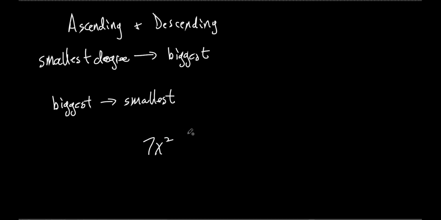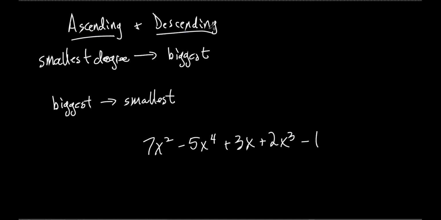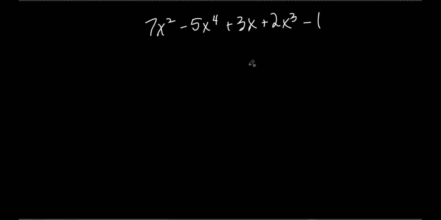And let's do that. So, what if I gave you this? Write this down. 7x squared minus 5x to the fourth plus 3x plus 2x cubed minus 1. They're going to ask you to put it in ascending order and descending order. So what we have to do is figure out which one has the highest degree, which one's got the lowest, and put them in order. We're going to go ascending first.